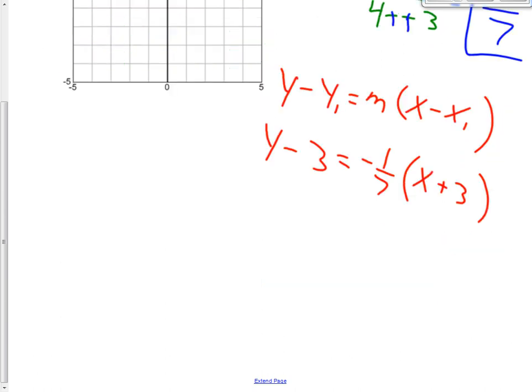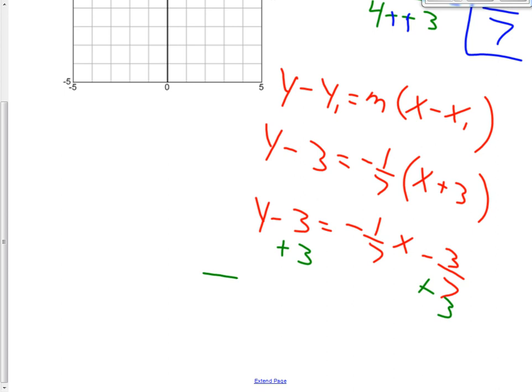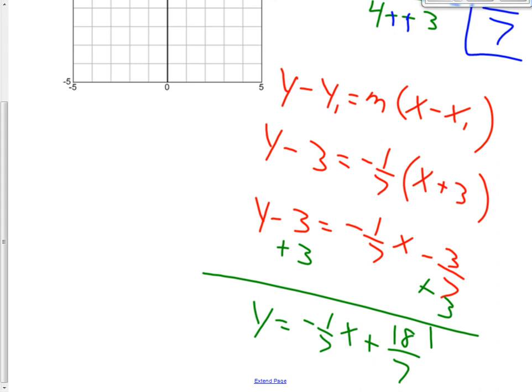Now once I put this in slope-intercept form, I have my answer. Y minus 3 equals negative 1/7 x minus 3/7. Let's get y all by itself, so let's add this 3 over to here. So I get y equals negative 1/7 x, negative 3/7 plus 3 is 18/7. Negative 1/7 x plus 18/7. And there is my answer for problem number 2.